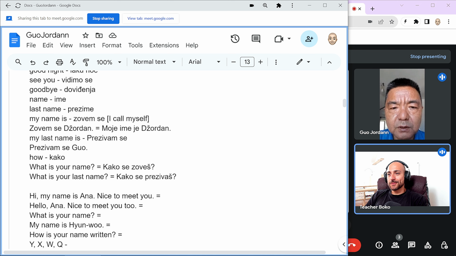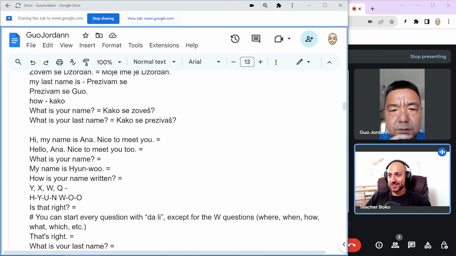So now we have a little dialogue. At the end of every lesson, we have a short dialogue with these words and sentences that we learned before. So let's try.